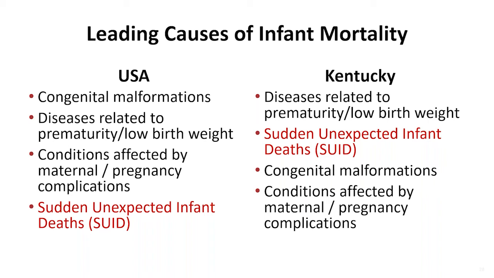That's number four. If we look at Kentucky's infant mortality, the number one are diseases related to prematurity and low birth weight. And number two is sudden unexpected deaths or SUID. And congenital malformations only ranks number three. So what is bothersome is the high prevalence of sudden unexpected deaths in Kentucky.